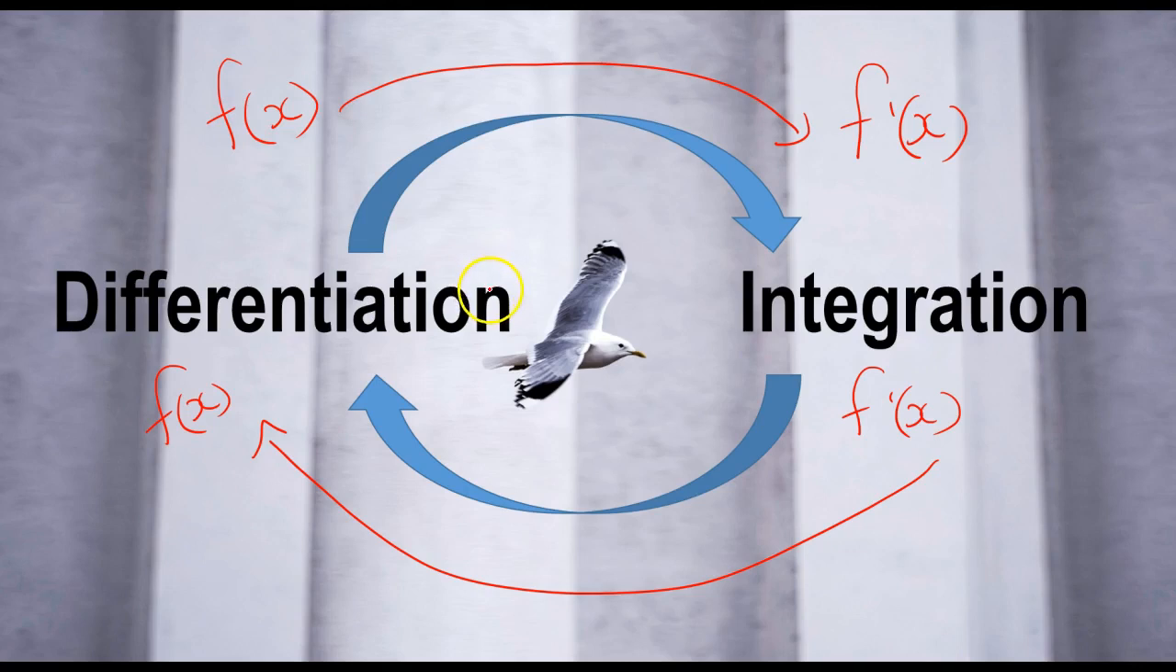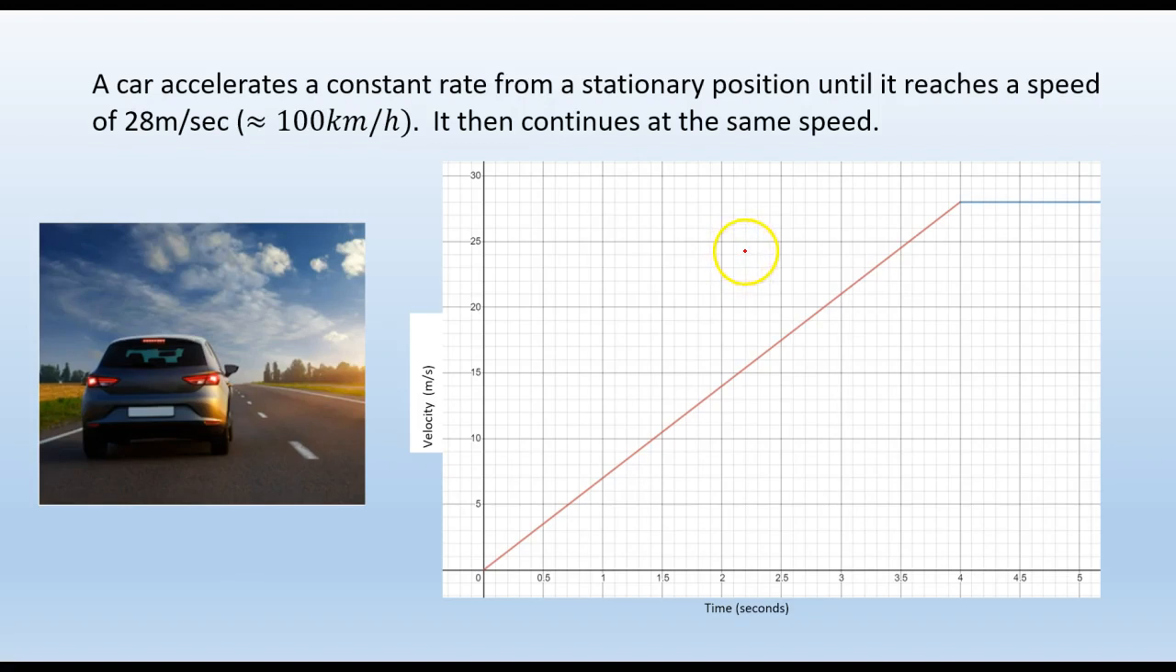simple scenario of a car accelerating from a station. So the scenario we have is a car accelerating at a constant rate from a stationary position until it reaches a speed of 28 meters per second. Okay? And 28 meters per second is approximately equal to 100 kilometers per hour. After that, it travels at a constant speed of that 28 meters per second. It takes 4 seconds to do this.